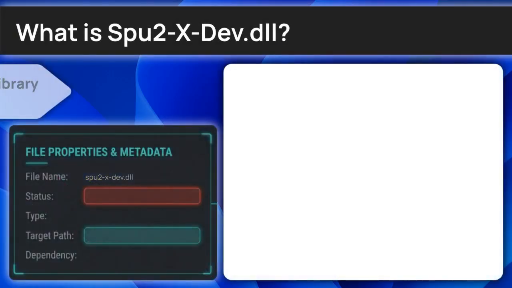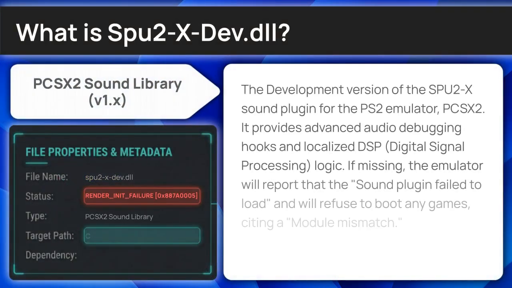This is the spu2-x development module, the development version of the spu2-x sound plugin for the PS2 emulator, PCSX2. It provides advanced audio debugging hooks and localized DSP, digital signal processing logic. If missing, the emulator will report that the sound plugin failed to load and will refuse to boot any games, citing a module mismatch. Understanding the file's role is a great start.